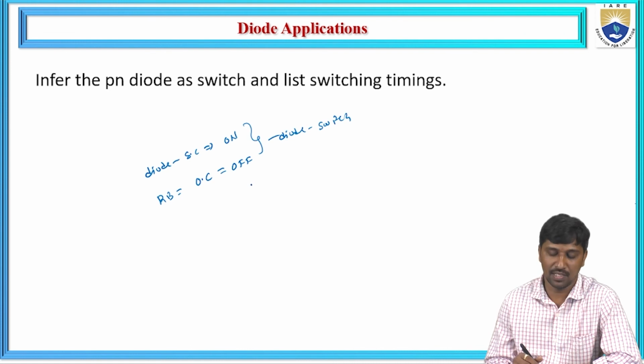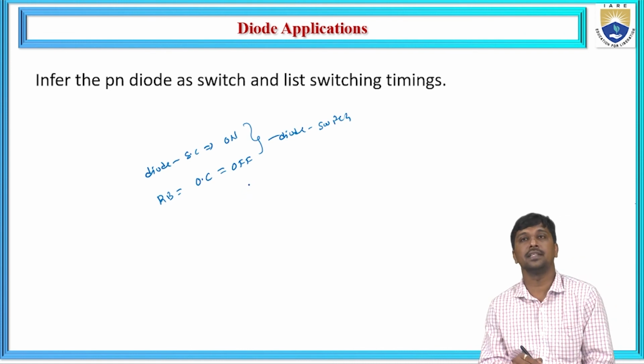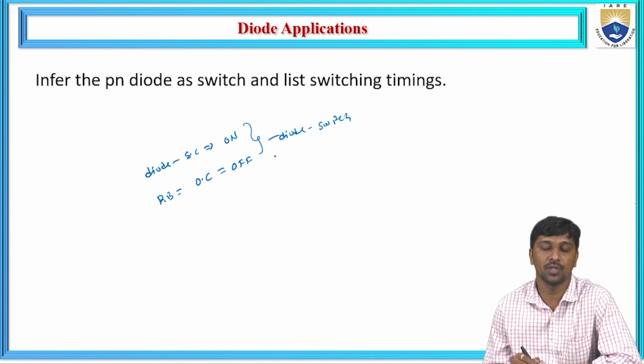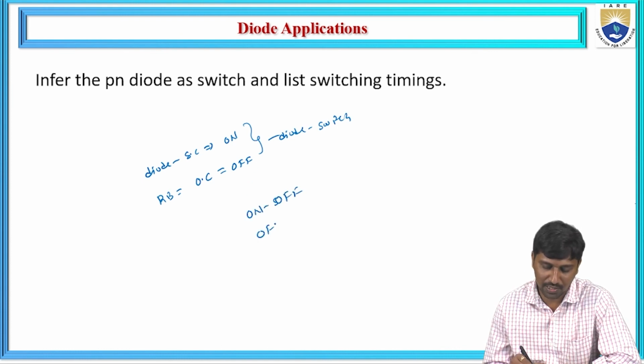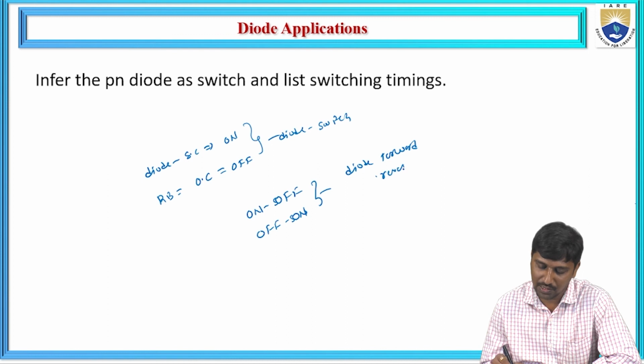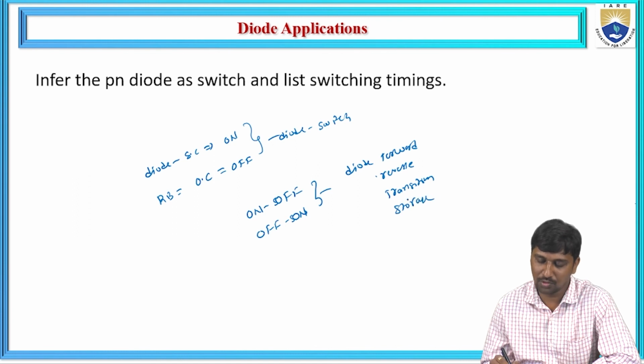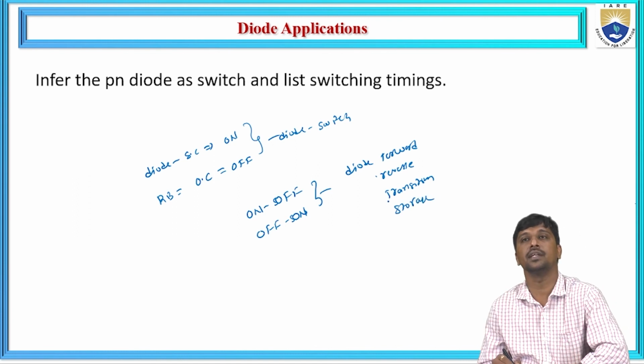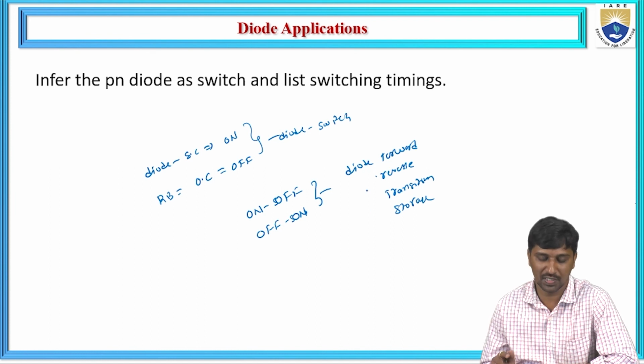So under these two assumptions, the diode simply acts as a switch. For this case, we need to identify how the diode changes from one state to another, that is, how it changes from on state to off state, or from off state to on state. For this we have some switching times: diode forward switching and diode reverse switching, transition time and storage time. You should explain all this with respect to the timing diagrams for the switch operation.